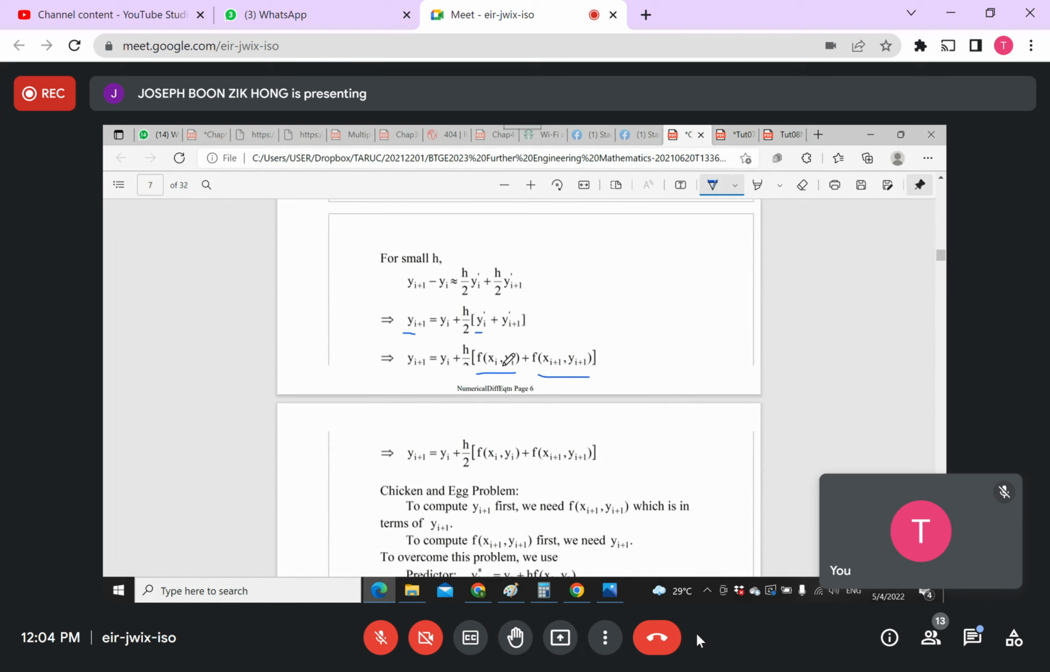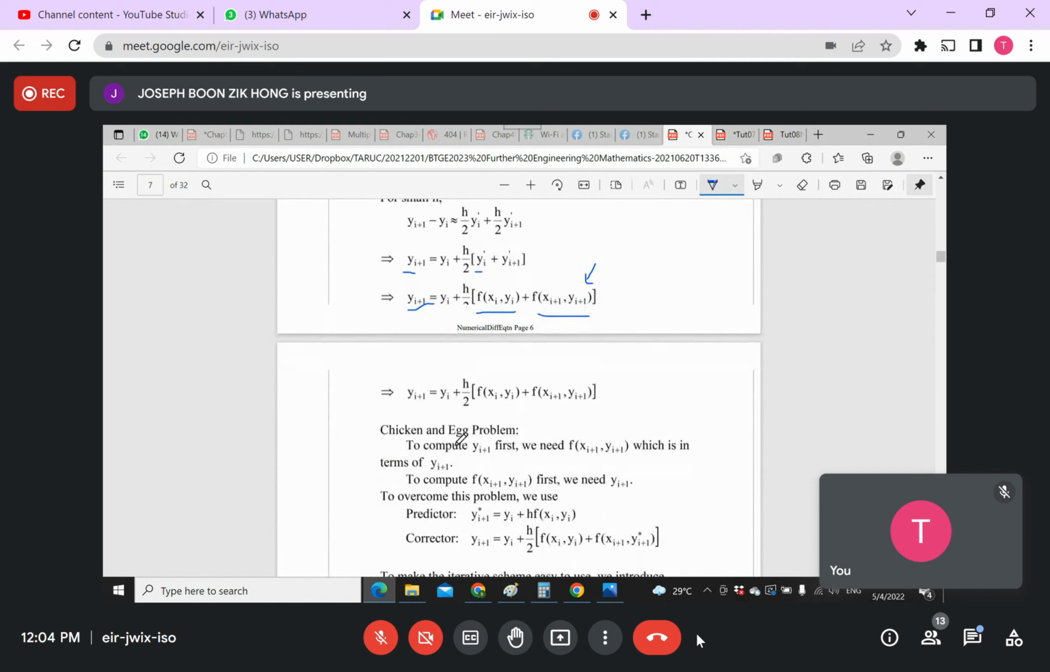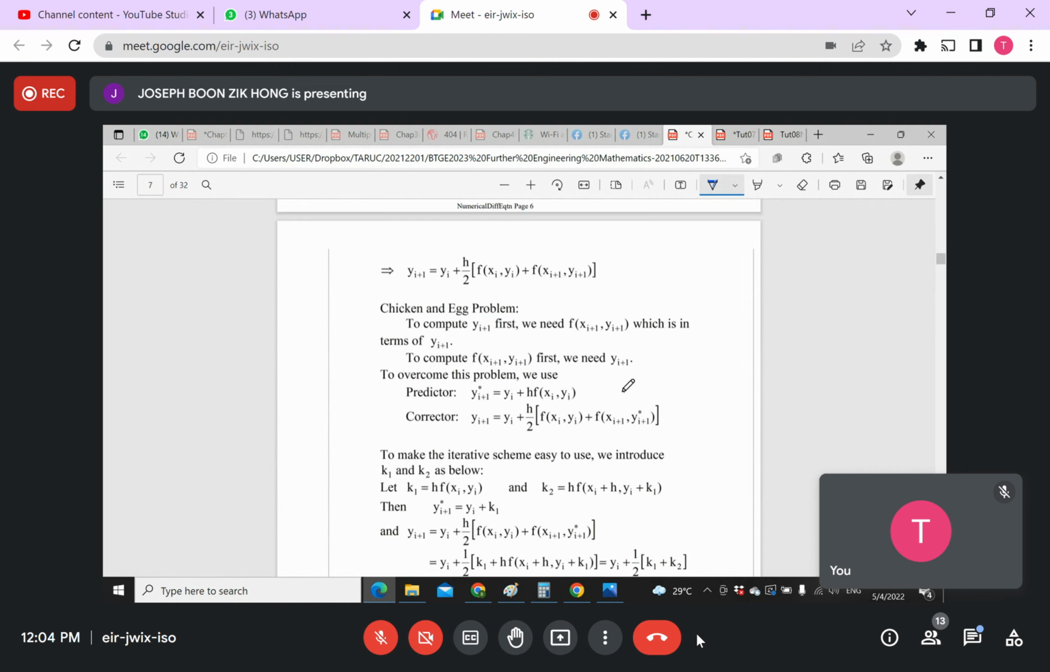But you may ask, I want to find yi plus 1. Then how am I going to plug in my yi plus 1? So now this is why we said chicken and egg problem. I don't have this one, but now I want to plug in this one in order to get the approximate. So it's impossible, is it? So that's why we have predictor and corrector.